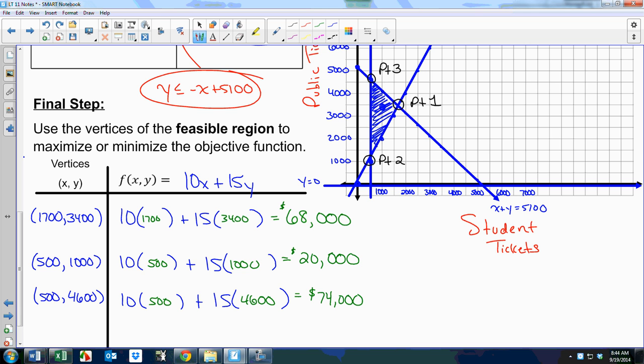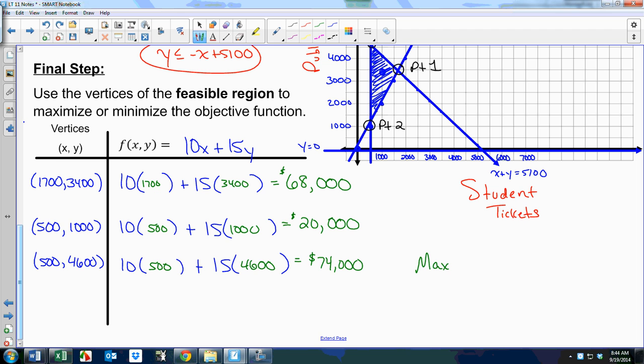That's the final answer, right? The maximum profit is 74,000. That answers the first question. And then, how did I word it? Now that was the first question: how many student and public tickets should be sold? 500 student, 4,600 public.